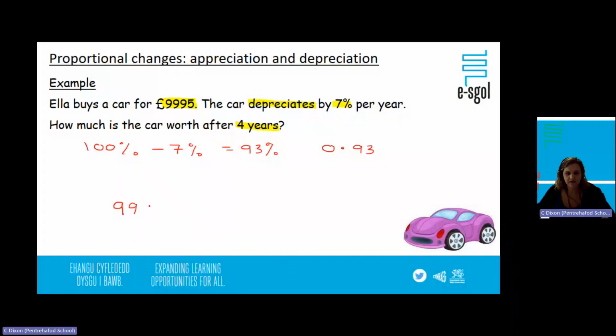So 9,995 multiplied by 0.93, and this time it's for 4 years, so we've got a power 4 going in there. Then straight into the calculator, and it will give us the answer of how much the car is worth.